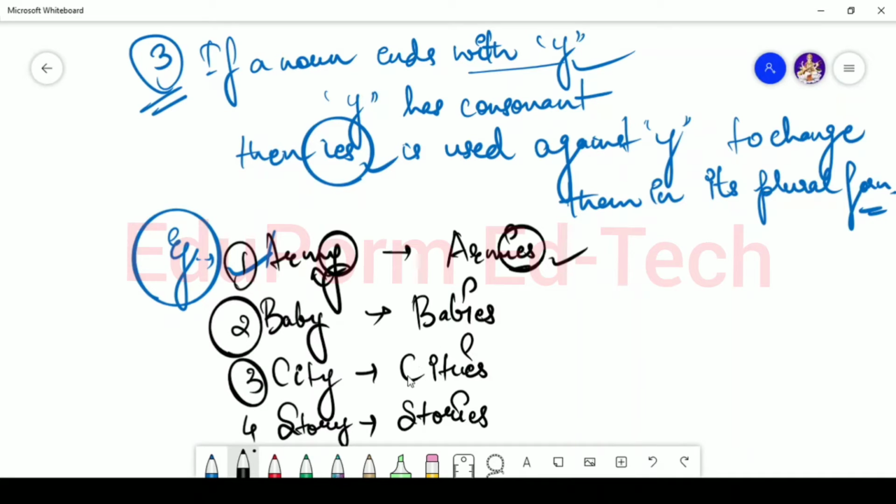In all of these cases, if you pay attention, you'll see that these are the nouns which end with Y, but Y has a consonant before it. M, B, T, R, these are all consonants. So what you will do is, IES is used against Y to change them into their plural form.